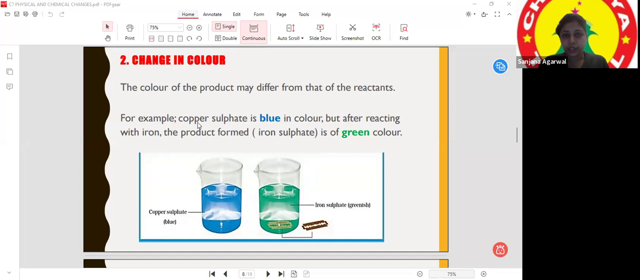So next is, for example, this we can perform in the laboratory. A copper sulfate solution, a liquid solution which is blue in color. If you put an iron nail, an iron blade or any substance made of iron into this blue solution, after a few seconds you will observe the color will start changing to green. Okay.